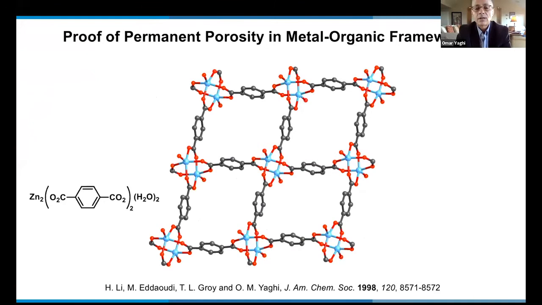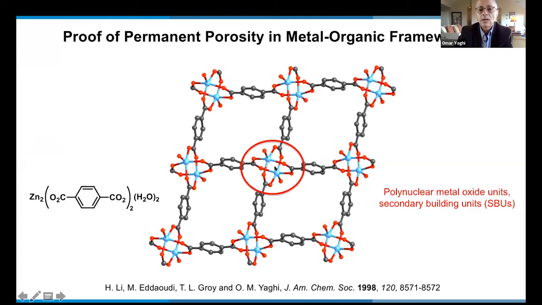Then because of the carboxylate, we very quickly realized that to address the node flexibility issue, one can use the carboxylate to aggregate metals so that you have what we called secondary building units. These are basically clusters. You can call them polynuclear metal oxide units or secondary building units, and they are rigid. And so you see the carboxylates here binding two zinc ions through these strong bonds to make rigid nodes that are then linked to make a grid, an extended 2D grid.